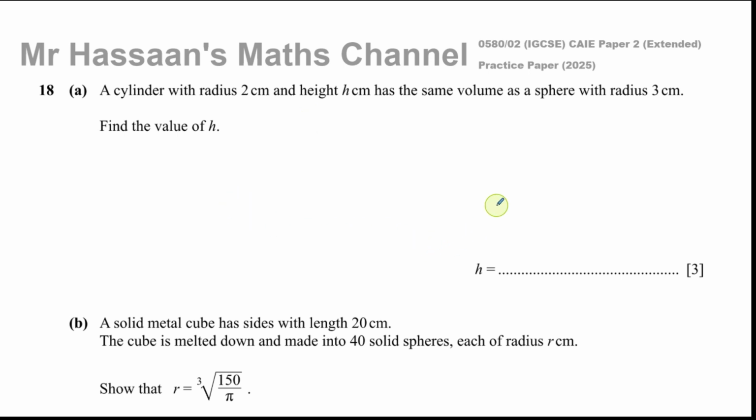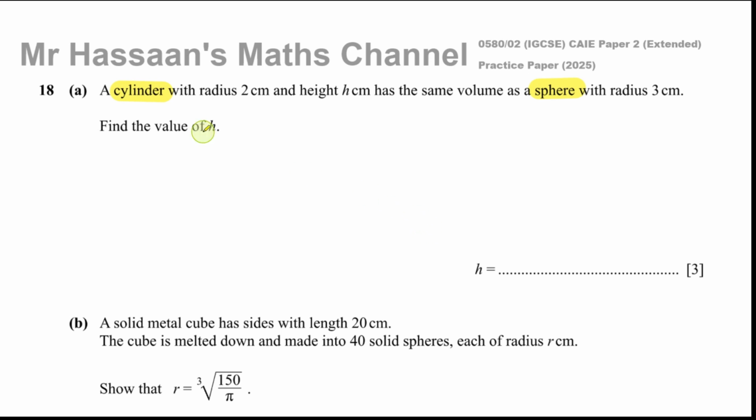And here we have a question about volumes, 18A and B. We have a cylinder with radius 2 centimeters and height h centimeters that has the same volume as a sphere with radius 3 centimeters. Find the value of h. So we need to know about the volume of cylinders and the volume of spheres for us to be able to deal with this question.